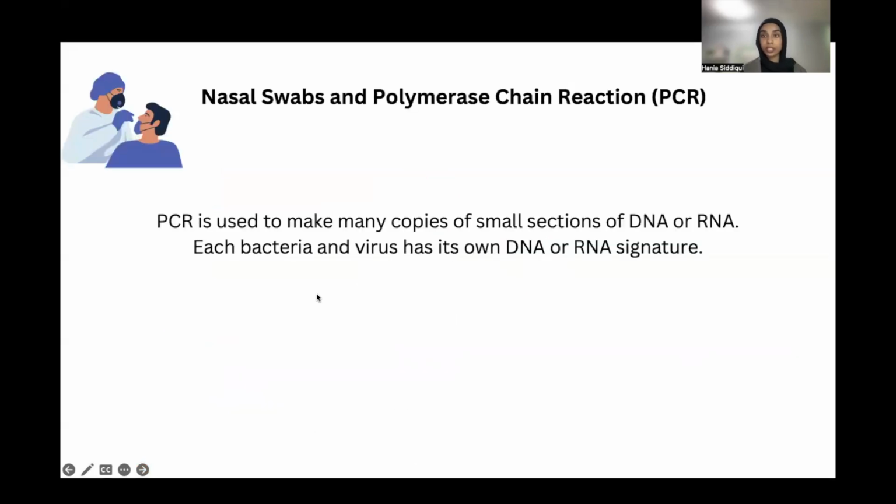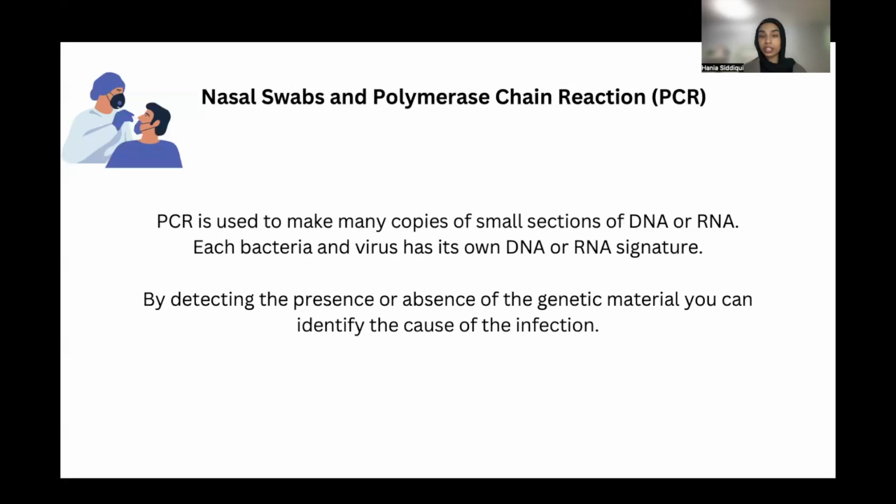Nasal swabs and polymerase chain reaction. So a nasal swab is used to capture the culprit organism, and then it's analyzed using polymerase chain reaction. PCR is used to make many copies of small sections of DNA or RNA. Each bacteria and virus has its own DNA or RNA signature, and by detecting the presence or absence of the genetic material, you can identify the cause of the infection.